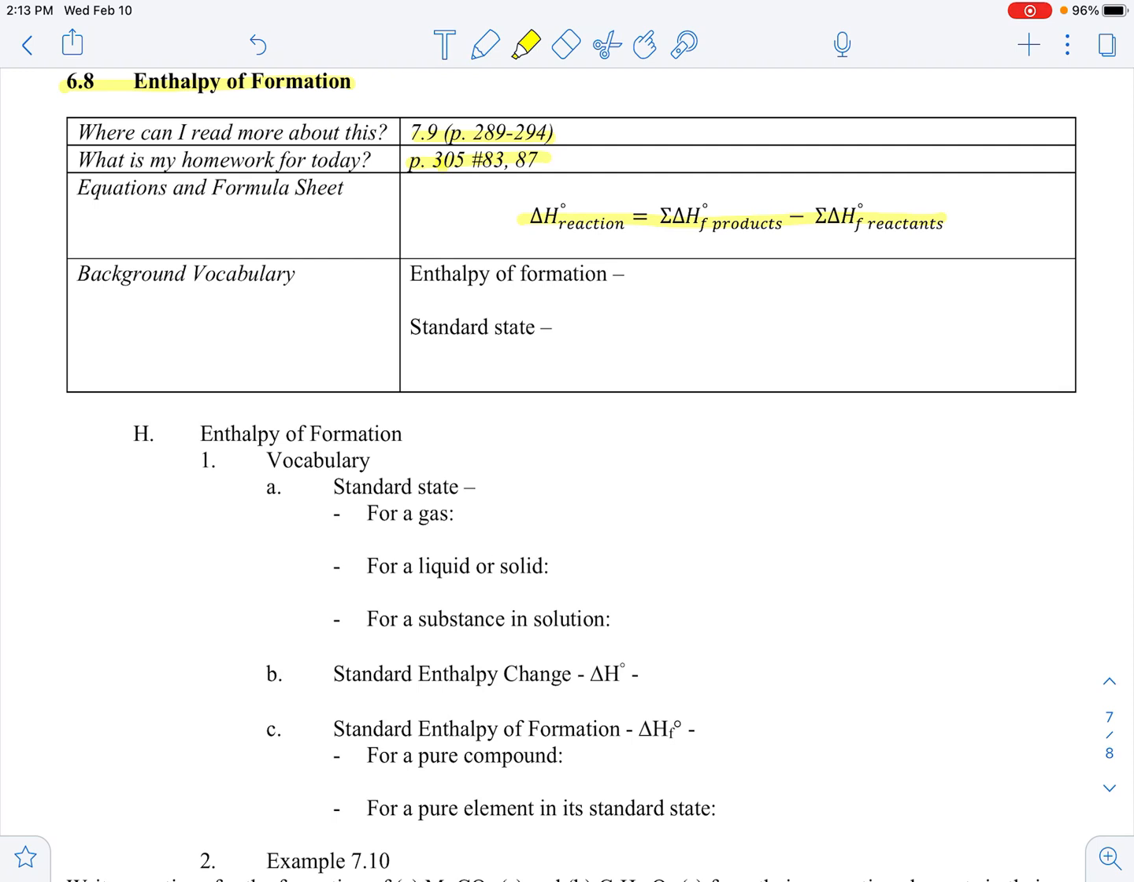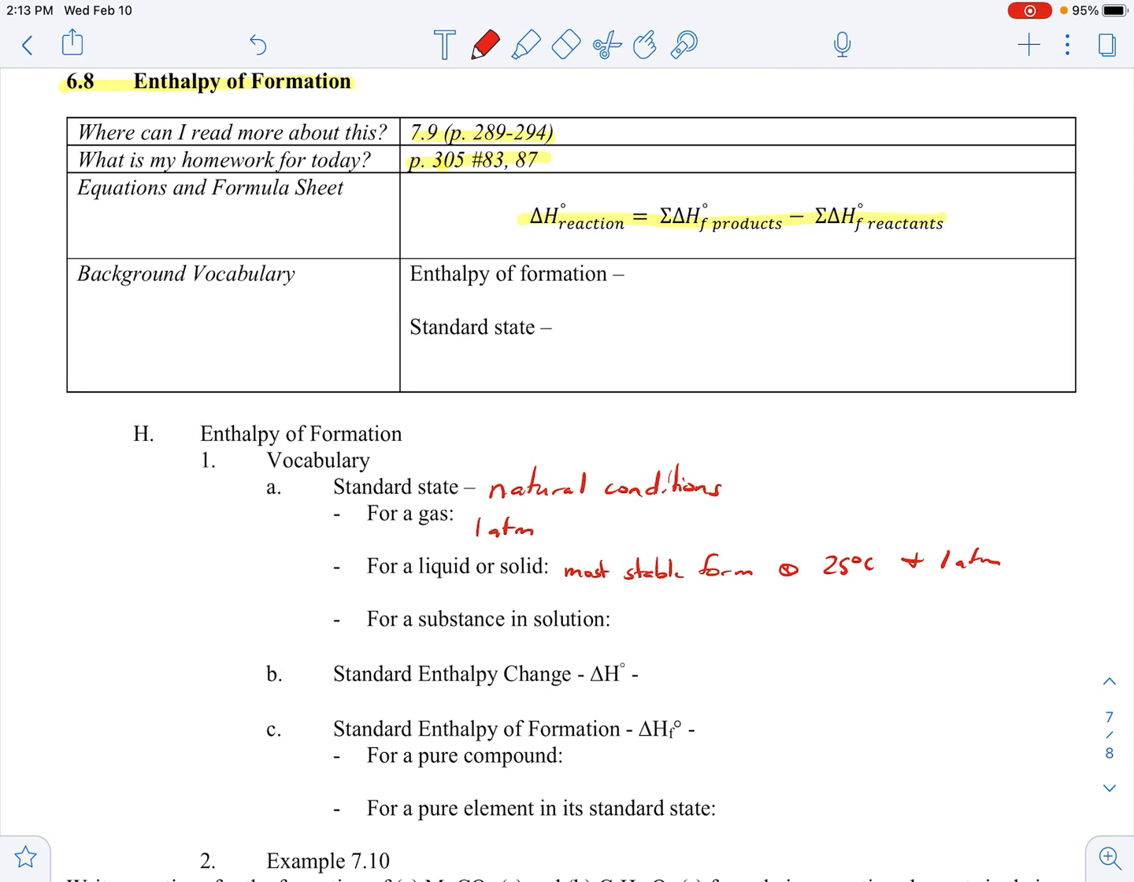Okay, so first off, we need to define what standard state is. Standard state is like its natural conditions. So what are these natural conditions? For a gas, we're talking about 1 atmosphere of pressure. For a liquid or a solid, we're talking about its most stable form at room temperature. So 25 degrees C and 1 atmosphere of pressure, because that's also what we normally have pressure to be.